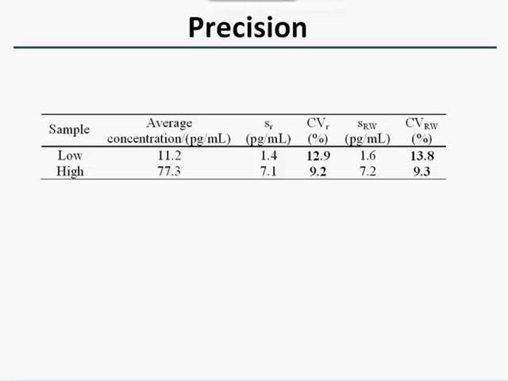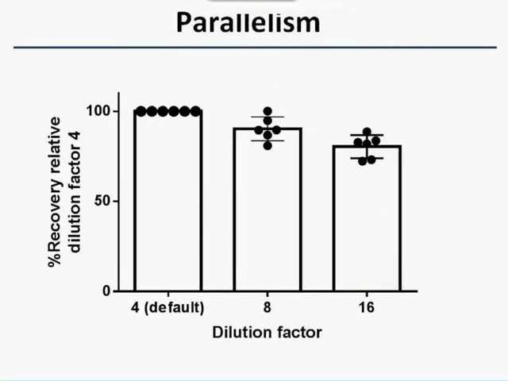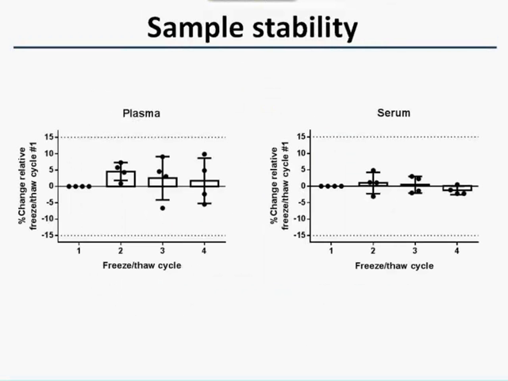Here are some precision data. This assay has a reasonable analytical variation. We could also define a lower limit of quantification of 0.62 picogram per milliliter. We dilute the sample, we get a reasonable parallelism. Sample stability: if you freeze those samples, not much happens actually.